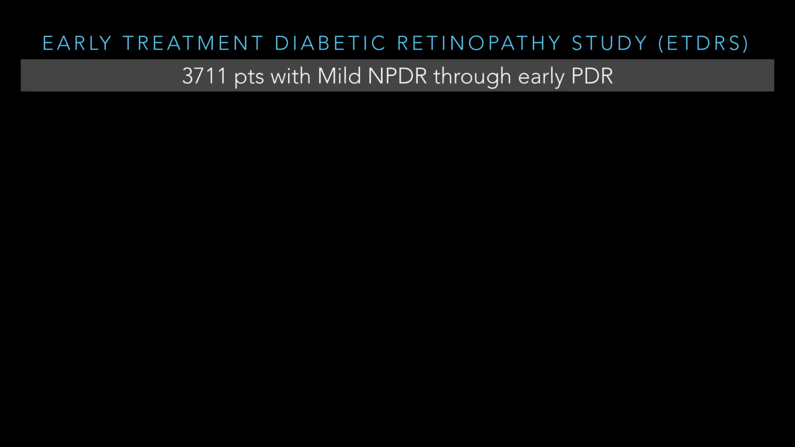So eligibility for the ETDRS, again, 3,700 patients. This was a crazy study, actually. I mean, it was good, but it's really weird. And you look back at it and you go, oh, this is kind of nauseating. So you had to have mild NPDR through PDR. You had to have vision 20/200 or better in each eye.